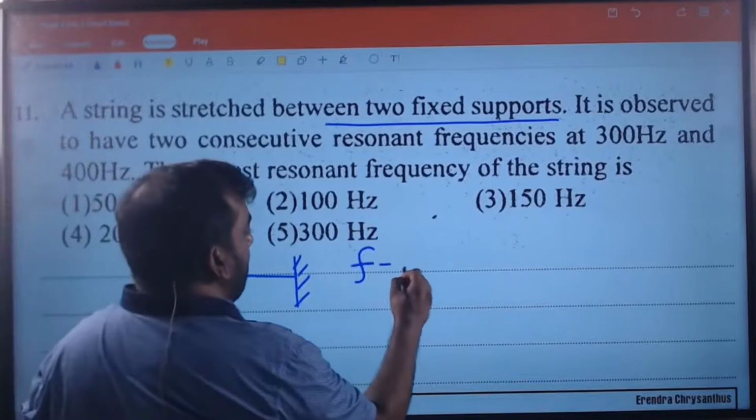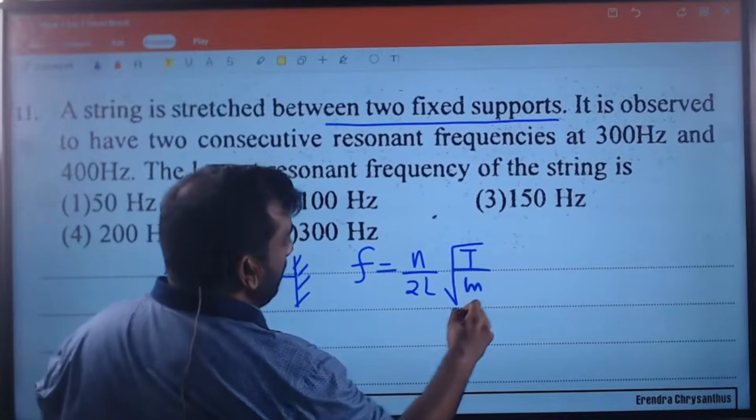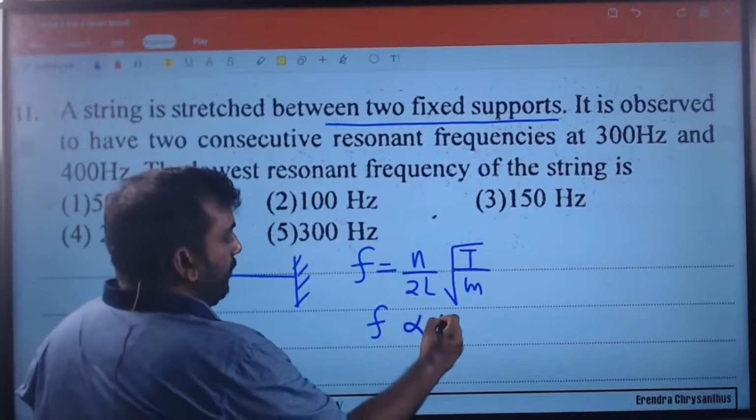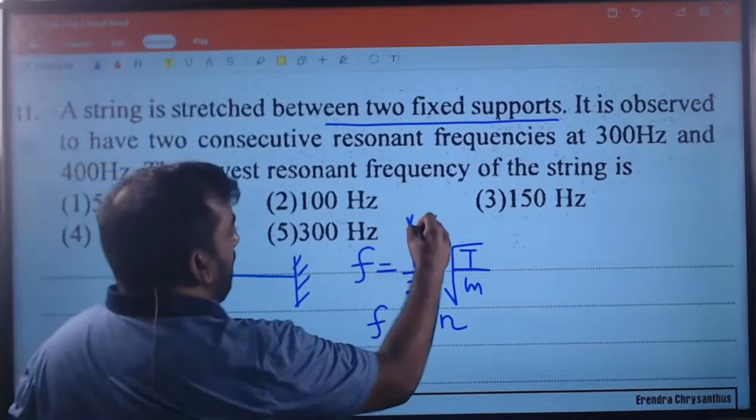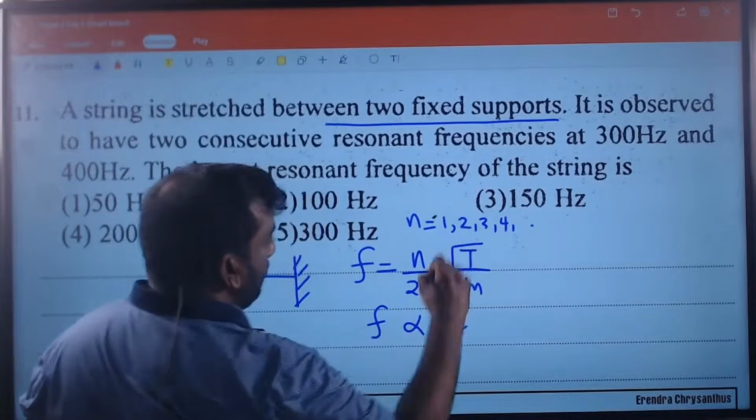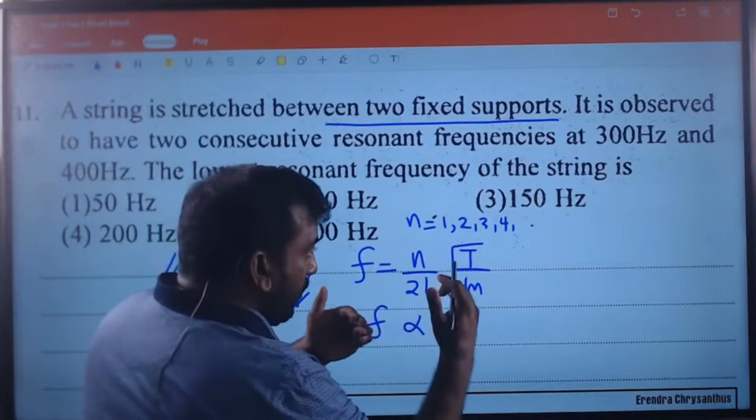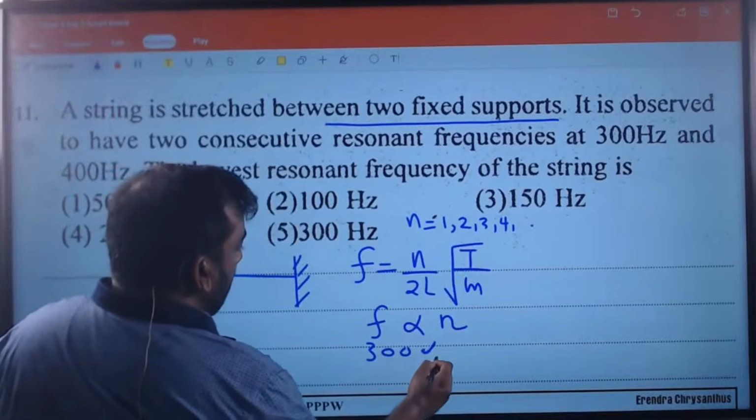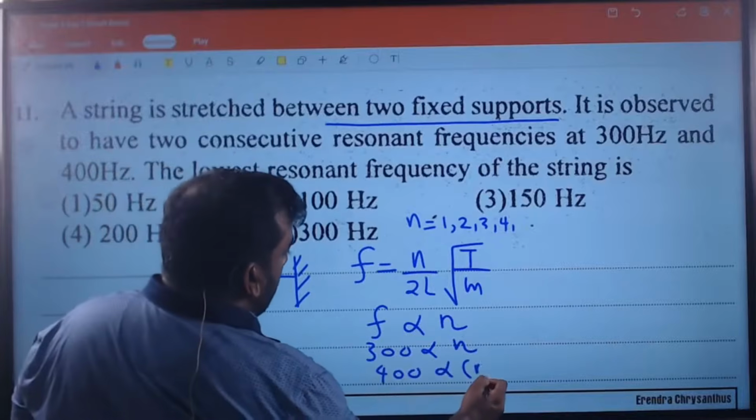Vibrations of a string is given by n over 2L square root T over m. Now length is same, T is same, m is same. Frequency is proportional to harmonic number. Remember, harmonic number is 1, 2, 3, 4, any number. Now they are telling you here consecutive, one close by the other. Difference is 1. So if 300 has harmonic number n, 400 has harmonic number n plus 1.